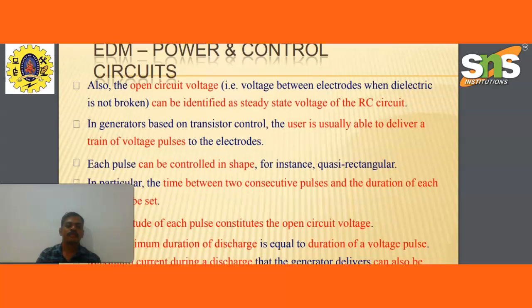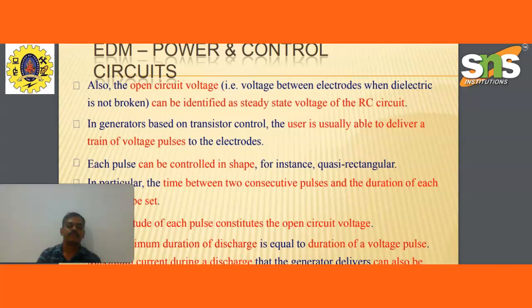EDM power control and circuits. Also, the open circuit voltage between the electrodes, when the dielectric is not broken, can be identified as a steady voltage of RC circuits.